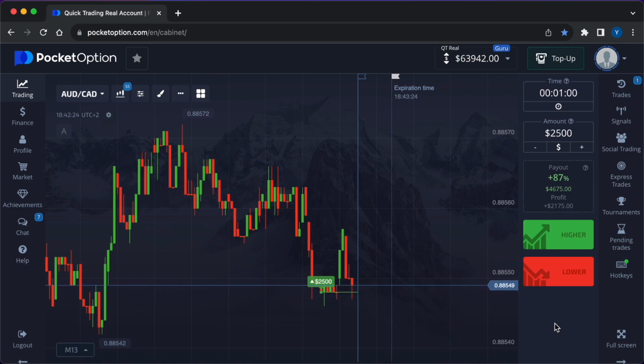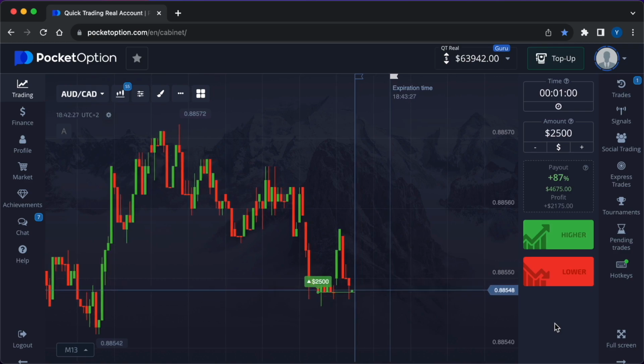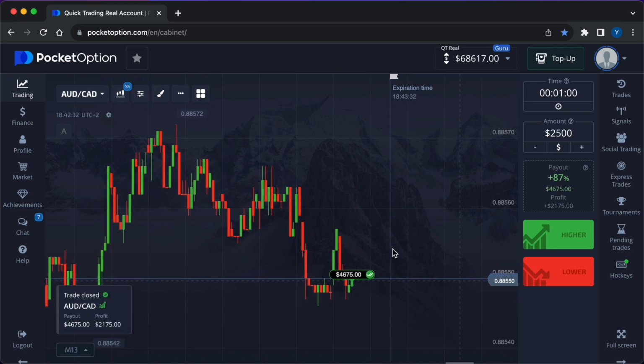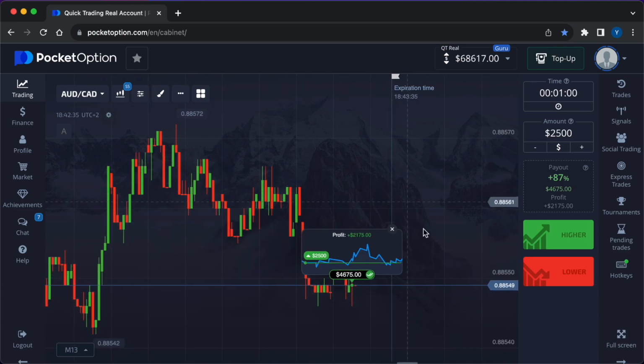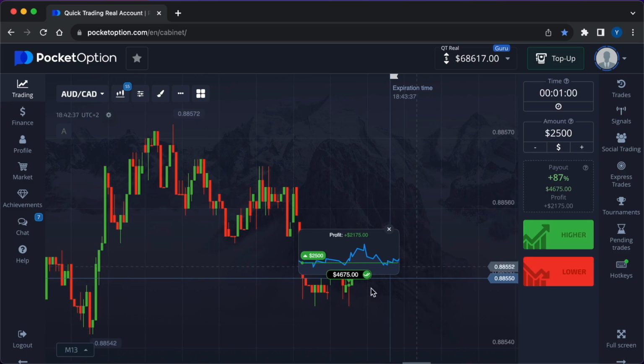The agreement is coming to a close. Let's take a look at the final result. Buyers retained the advantage, and we received $2,175.